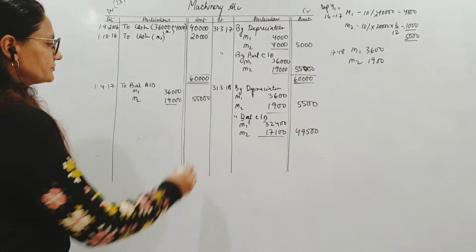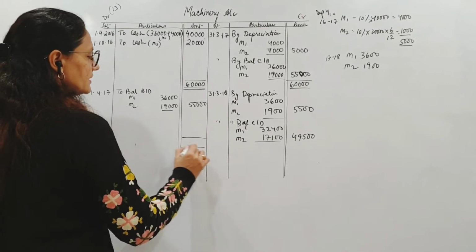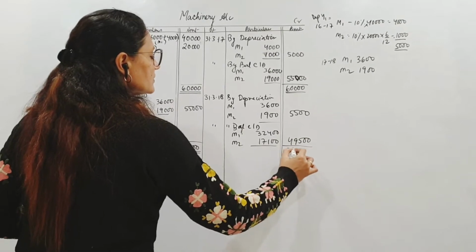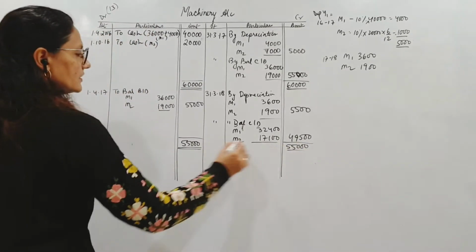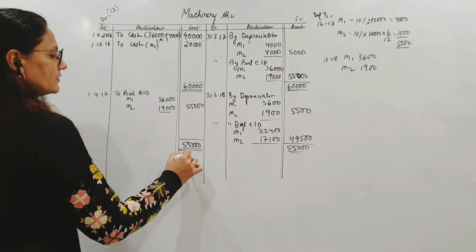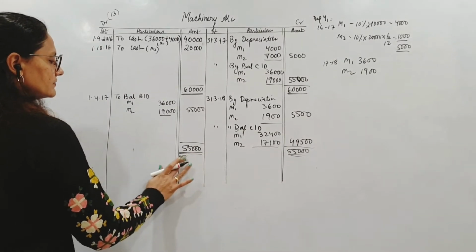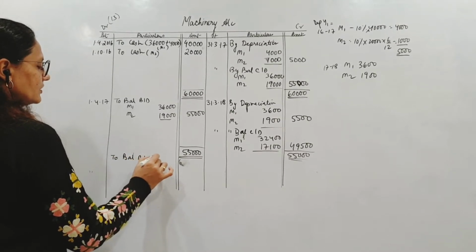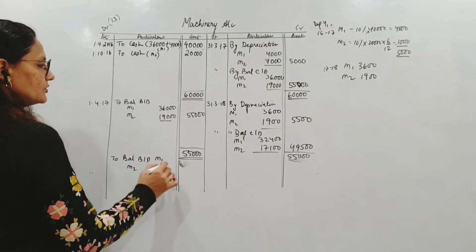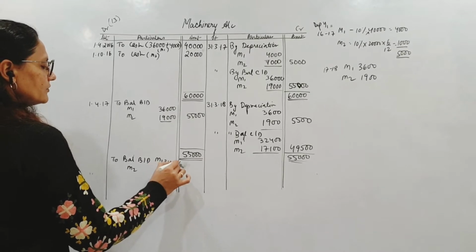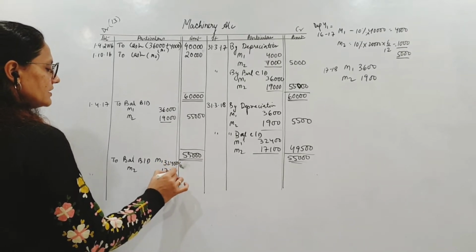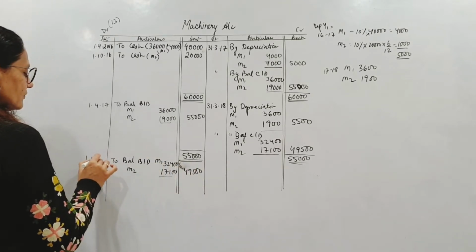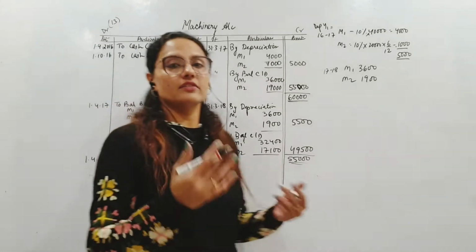Then we are just closing it. 55,000, 55,000 here. Just bring down the balance. 49,500. Okay. It will be the outer column. 2. Balance brought down. M1, M2, 32,400, 17,100, 49,500. This is on 1/4/18. So we have come to the third year.